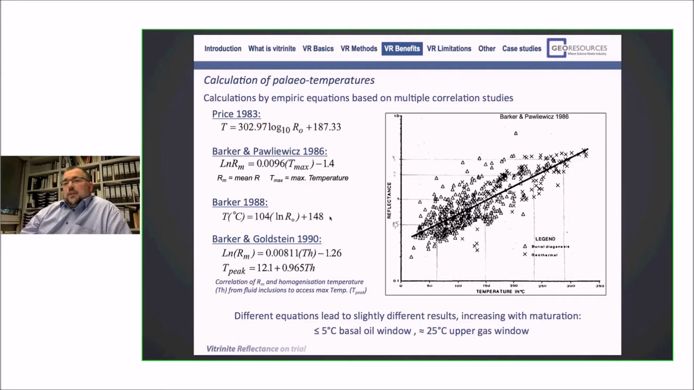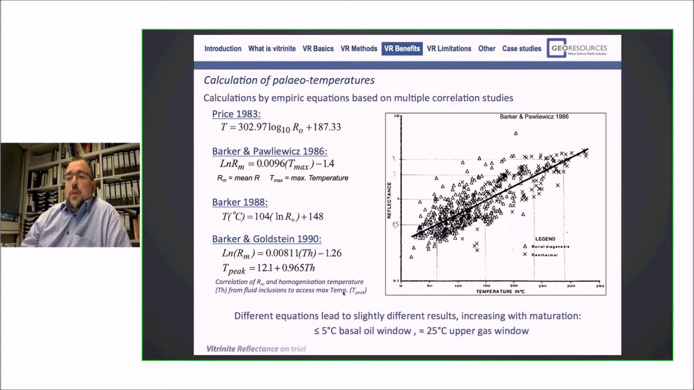temperature calculations, and then the equations by Barker and Goldstein, which correlate the mean reflectance with homogenization temperatures from fluid inclusions to access the maximum temperatures. So this is not a direct correlation from vitrinite reflectance to paleo temperatures, but it's a correlation or calculation via fluid inclusion temperatures to T peak, so the maximum paleo temperature.